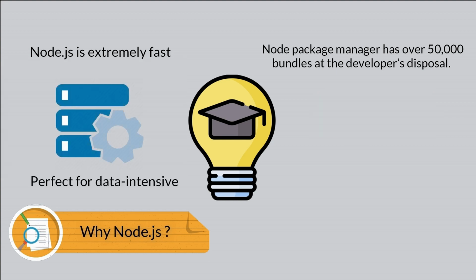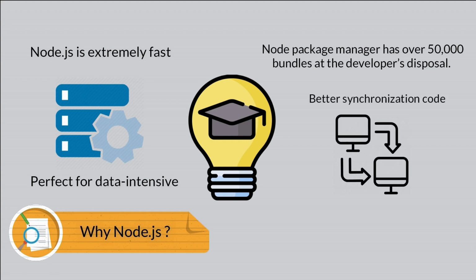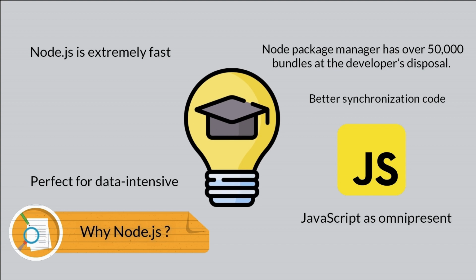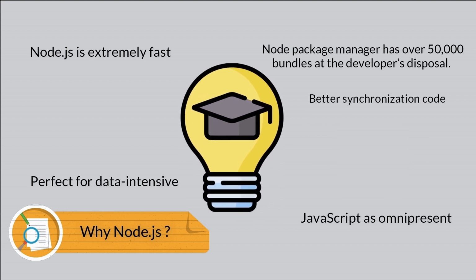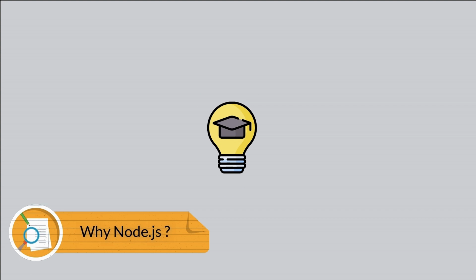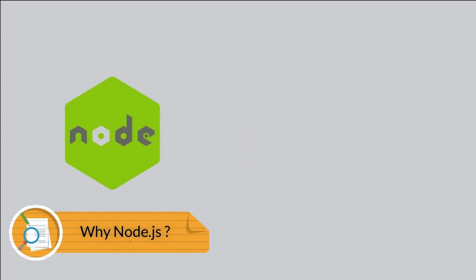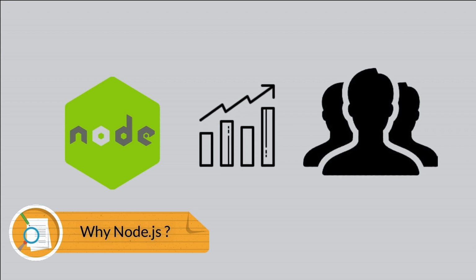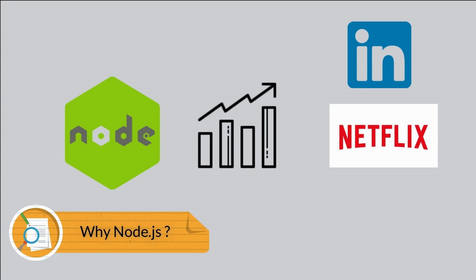It is perfect for data-intensive real-time web applications as Node.js never waits for an API to return data. Furthermore, there is better synchronization of code between server and client due to the same code base. And finally, it is easy for web developers to start using Node.js in their projects as it is a JavaScript library. And from this, we can see the development of Node.js has increased its popularity and usage in today's organizations. Global companies that use Node.js include LinkedIn, Netflix, and even Uber.